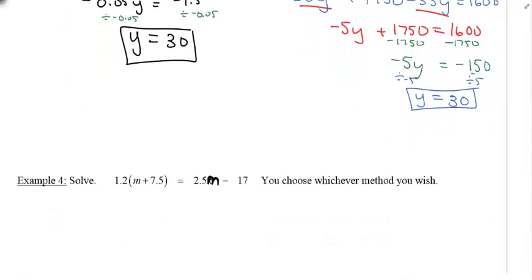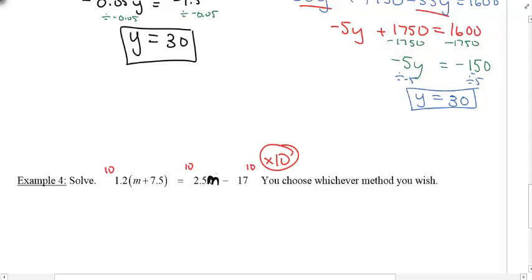I bet that those of you like getting rid of this. So I'm going to do that. I'm getting rid of the decimal. 1.2 or 1 2/10, 2.5 or 2 5/10. Hence, we need to multiply by 10. Multiply by 10, multiply by 10, multiply by 10. Once again, only the outside number. Don't do it to the inside too.